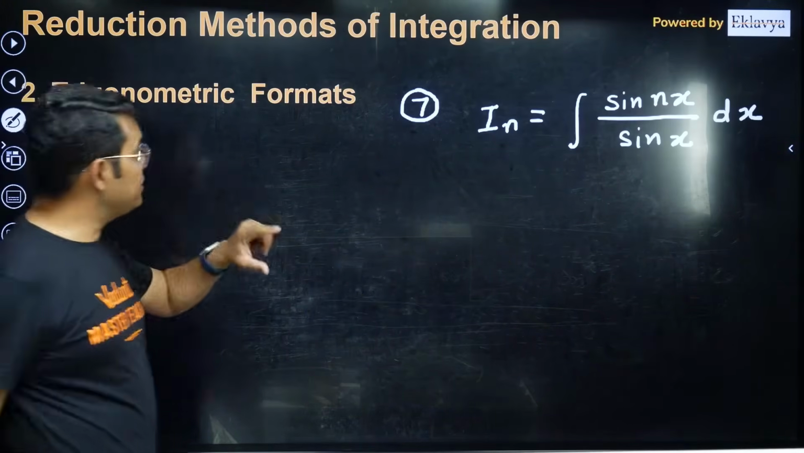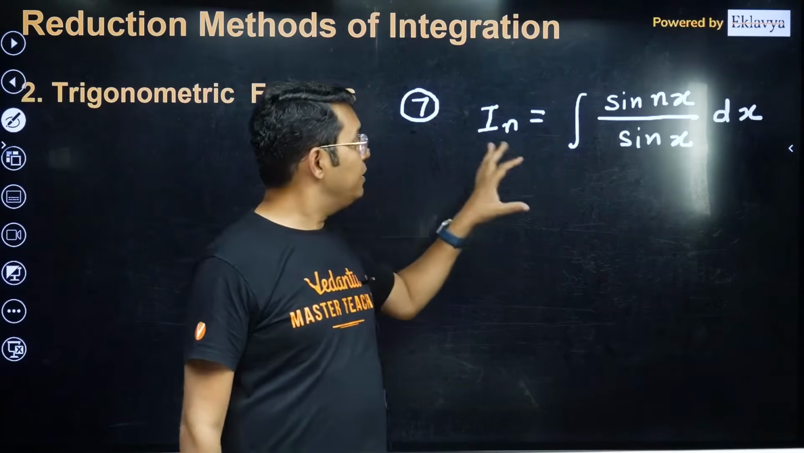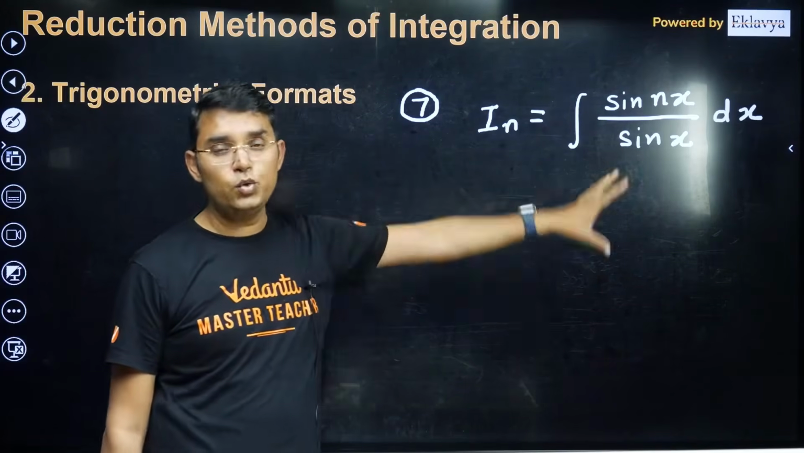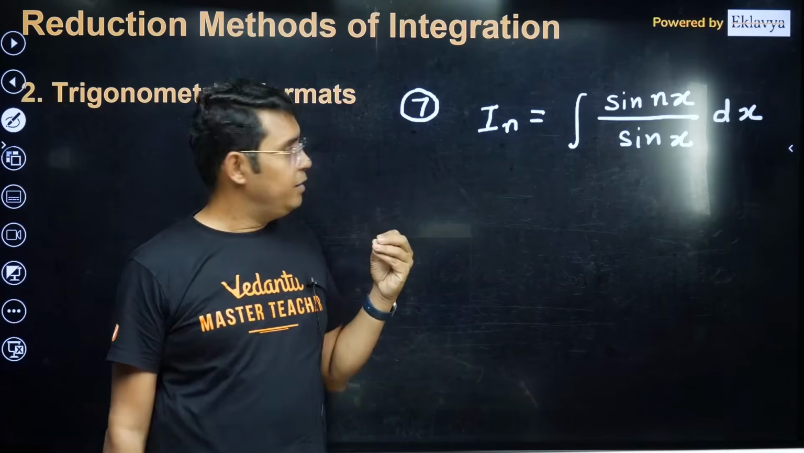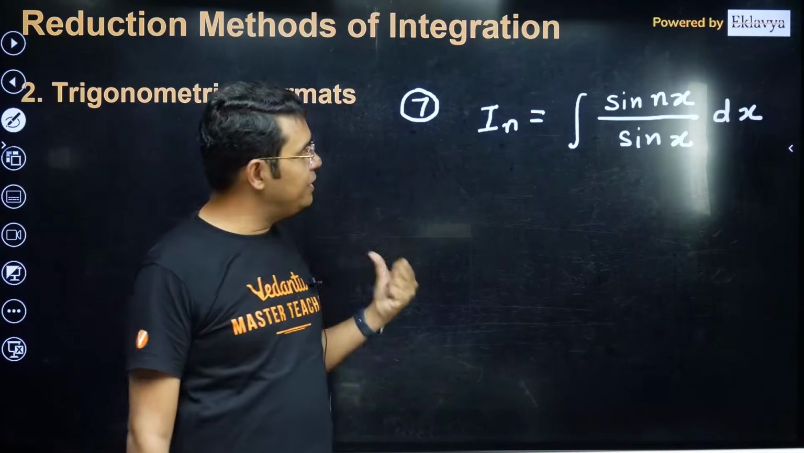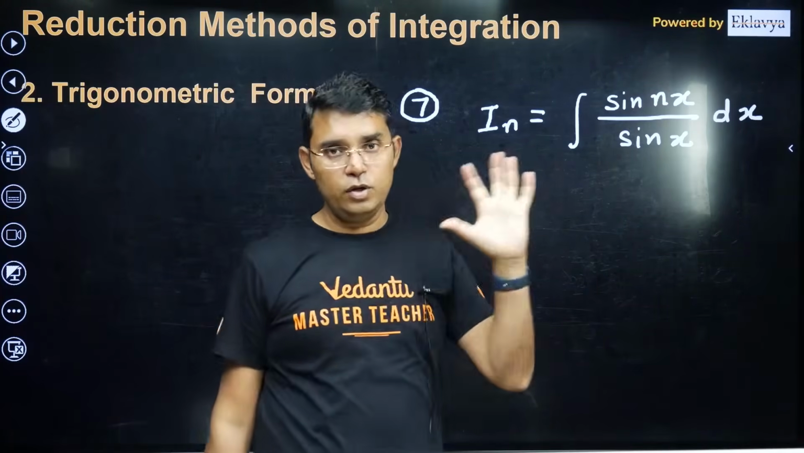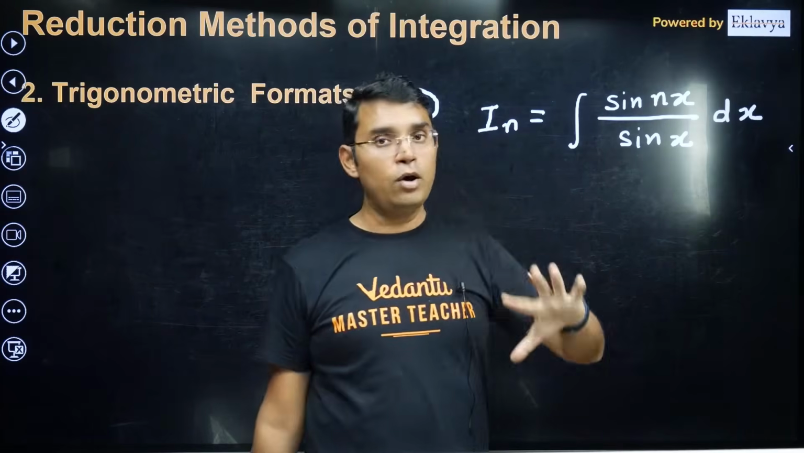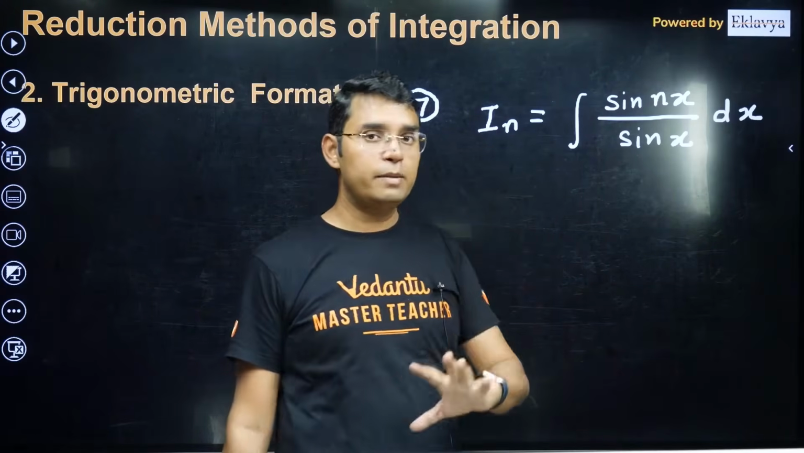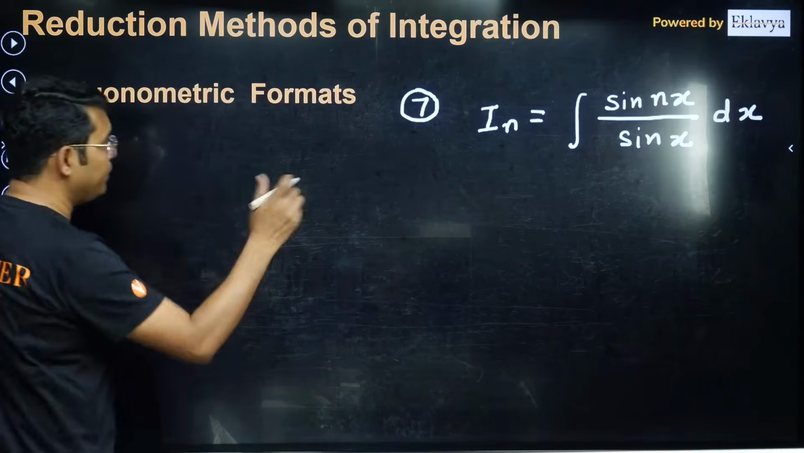Now, the next trigonometric format is sine nx upon sine x into dx. This is one very, I will say, tricky thing. When I did this for the first time, I was stuck. Honestly speaking, I could not think of how it would be done. So I took some time. Then how it was done, please see.